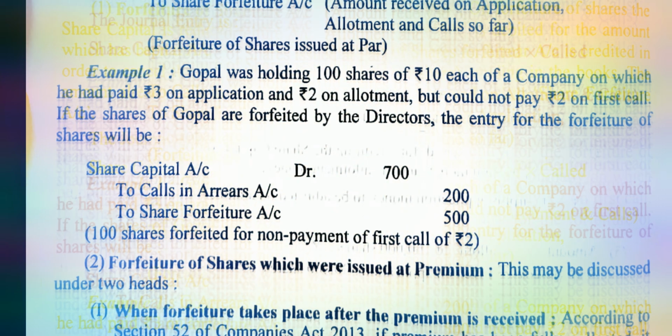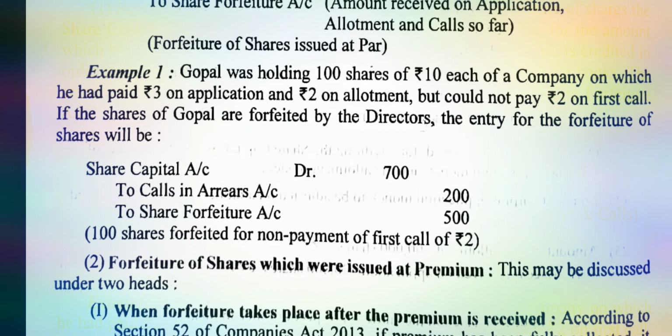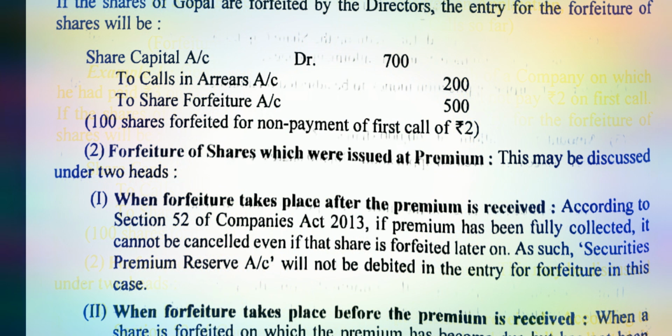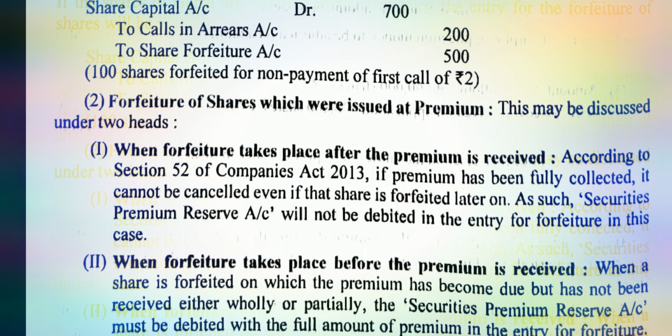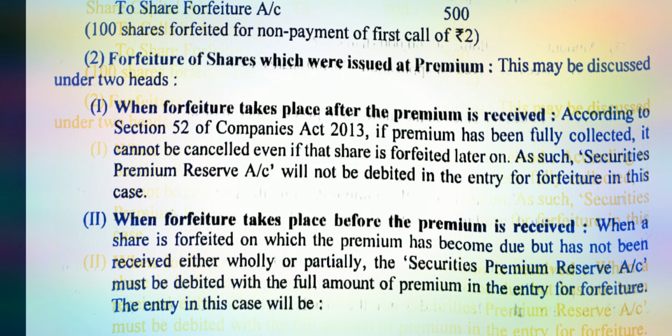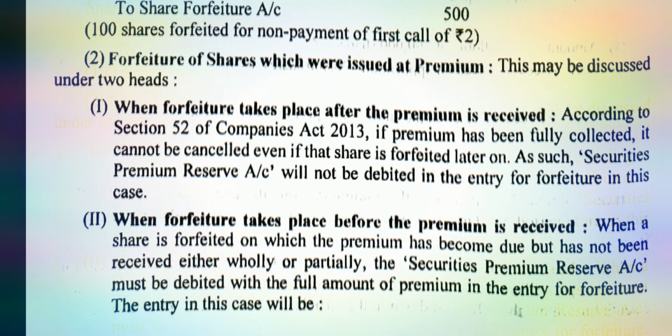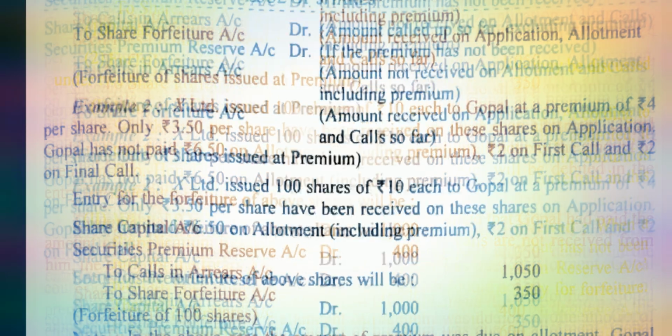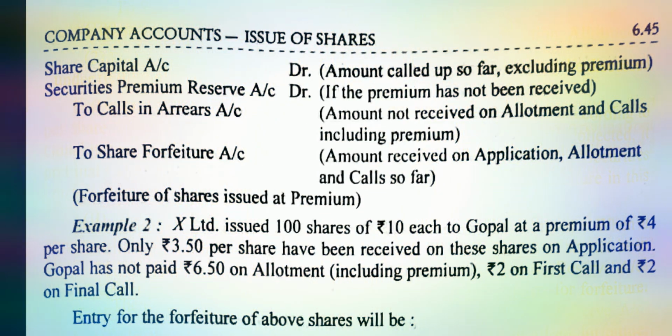One example is also given there, so you can check it out properly to get proper information. Next condition comes when the forfeiture of shares which were issued at premium. So if the shares issued at premium are forfeited, the entry would be share capital account debit, security premium reserve account debit, to calls in arrears account, and to share forfeiture account. These two would be credited. Means share capital account debit, security premium reserve account debit, to calls in arrears account, and to share forfeiture account.